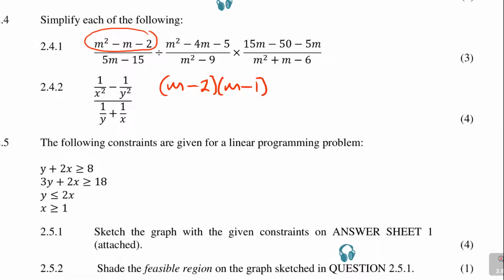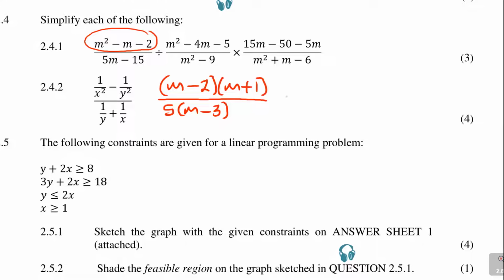But is it m minus 1? It's m plus 1. So that is m squared. M times m is m squared. M times 1 is plus m minus 2m, which is negative m minus 2. That's correct. And then all over, you look at that 5m minus 5. You take out 5 outside. It's m minus 3. Because 5 times m is 5m. 5 times 3 is 15.